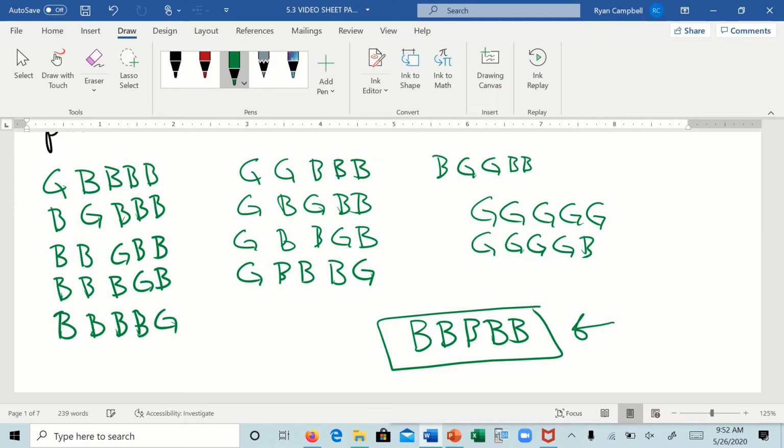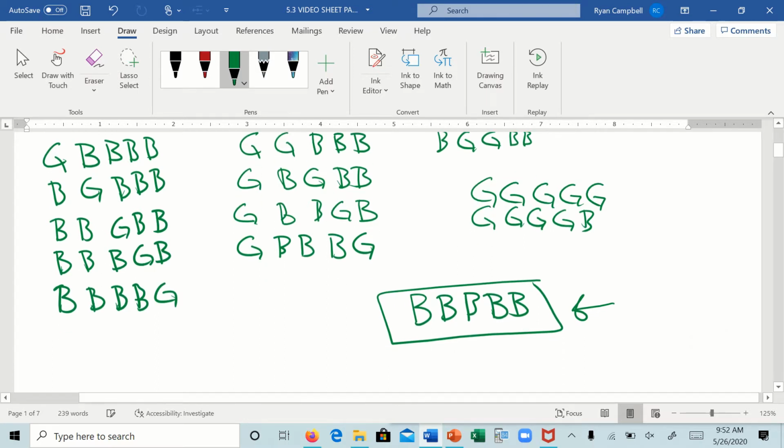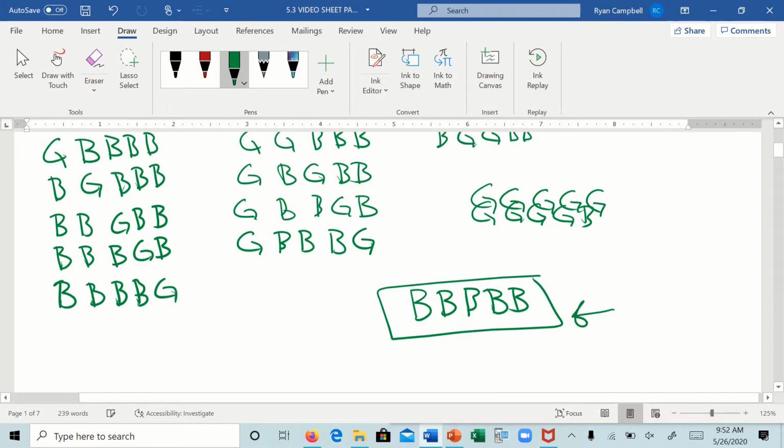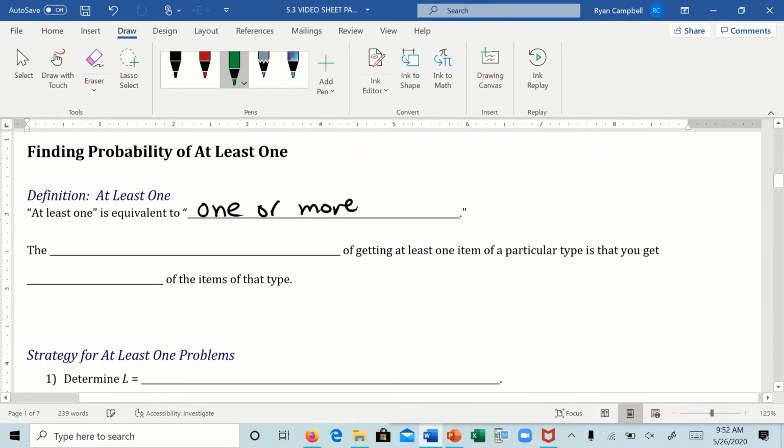Can we see that? Would you rather count up all the different ways of getting at least one girl, or just find the probability of getting no girls? Probably just this one case would be a lot easier to figure out, right? And we'll talk about how to do that, because we've already talked about it really. But that leads us to the next thing.